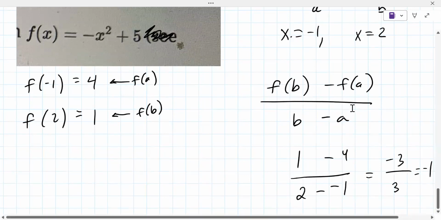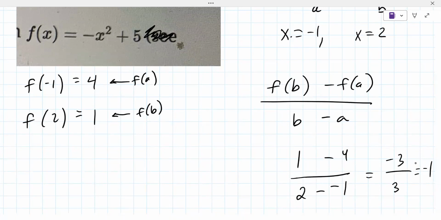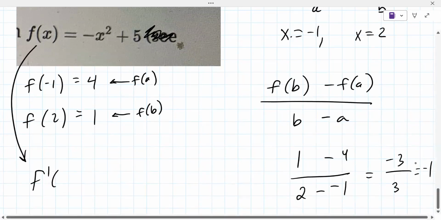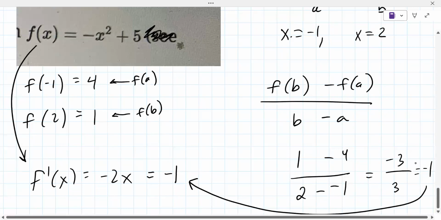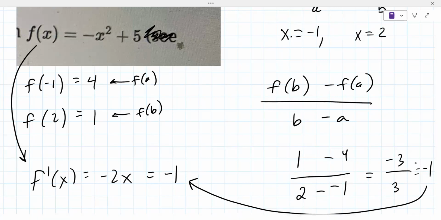So instead of that being 0 like it was in the previous problems, we now take a derivative, which is -2x. And this time, instead of setting it equal to 0, we set it equal to -1. That's the main difference between Rolle's theorem and the mean value theorem: you set it equal to the slope.